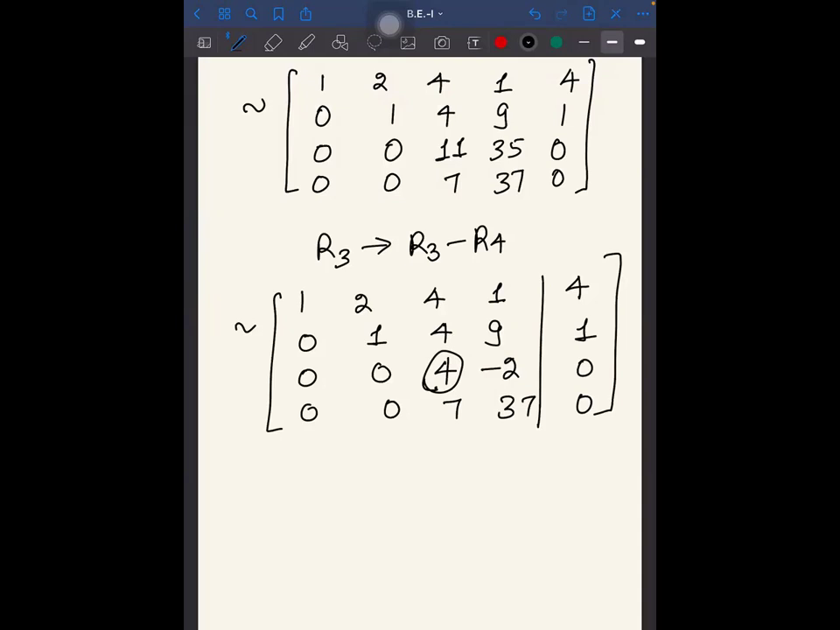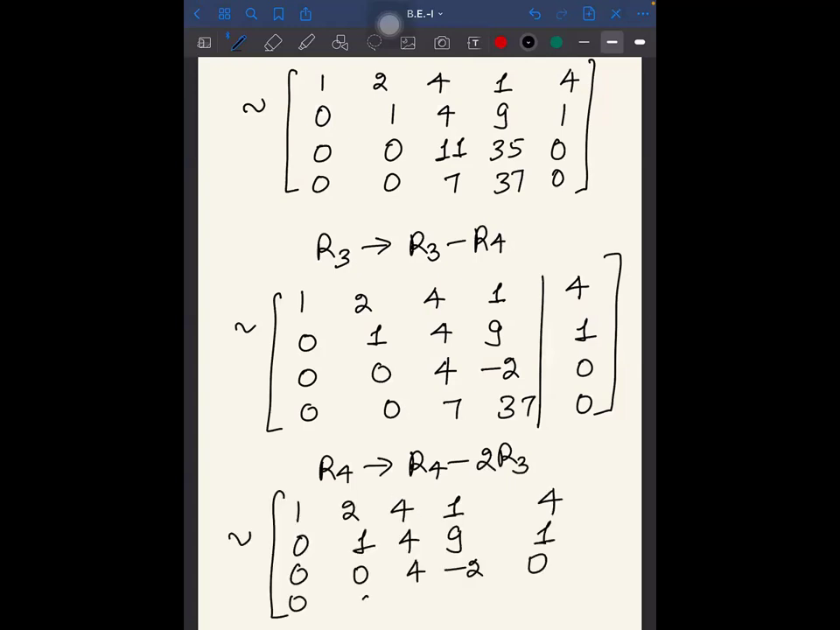Anyways, so we shall operate on R4 minus 2 times the R3. So 0, 0, and here also you'll become minus 1, right? And then you make it multiplied by 2 minus 4, so it becomes what? 33. 41.